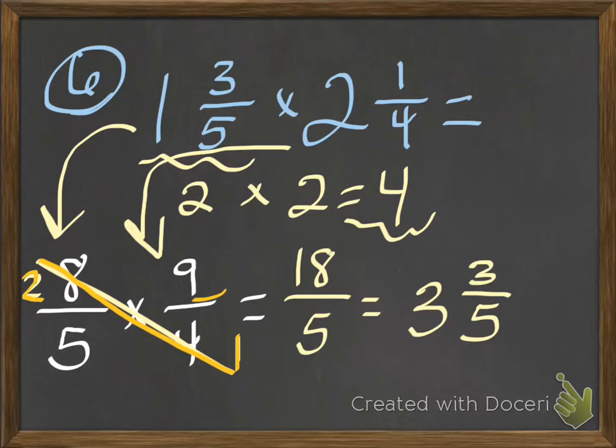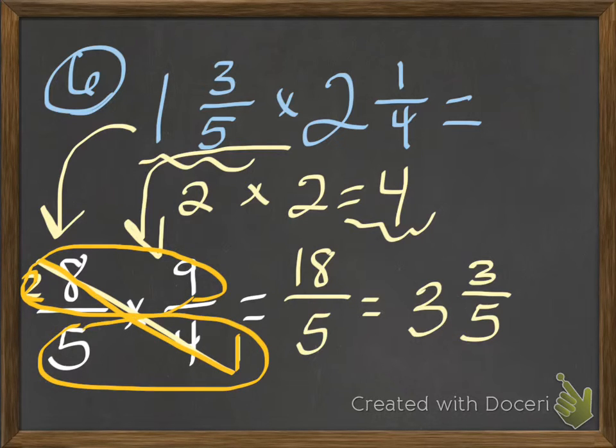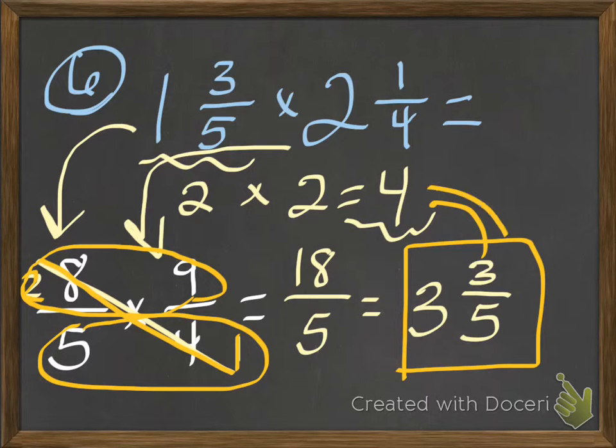Then I just had to multiply the numerators. 2 times 9 equals 18, and 5 times 1 equals 5 to get 18/5. Then I divide 18 by 5, and that equals 3 3/5, which is awfully close to my estimated answer of 4.